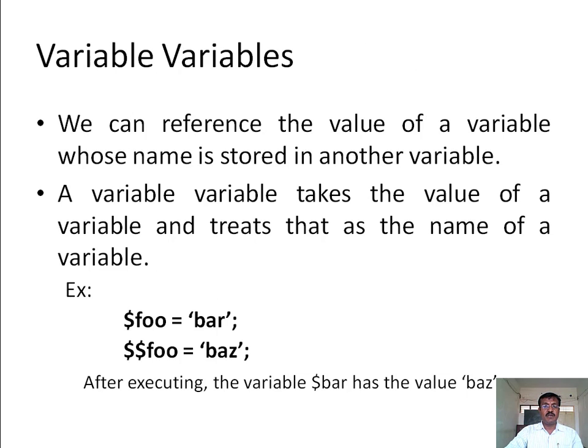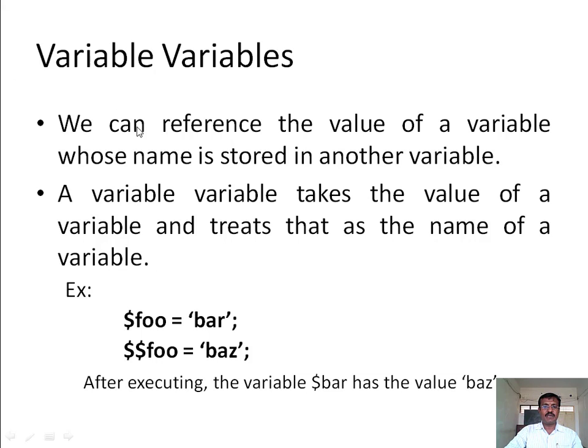Next is variable variables. Well, this is a new thing in PHP. It's a little tricky to understand. Variable variables allow you to access the content of a variable without knowing its name directly. So it is an indirect reference to a variable. You are indirectly accessing the content of a variable. This is what variable variables are.